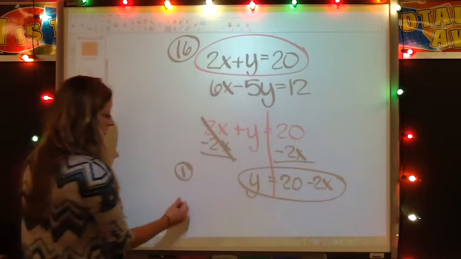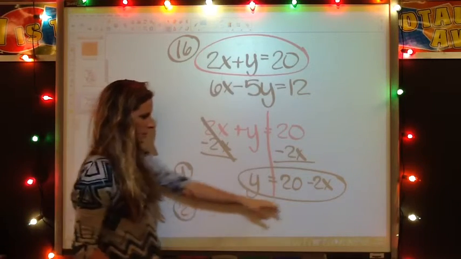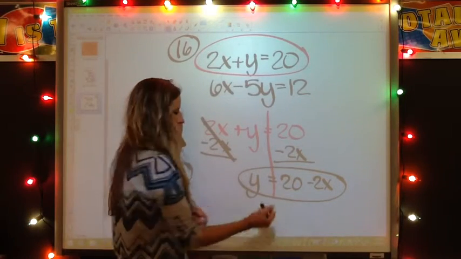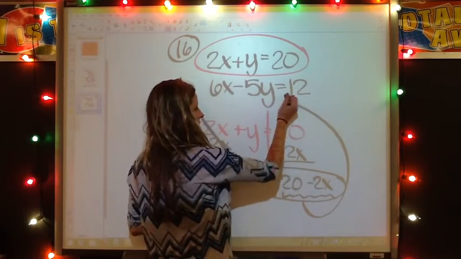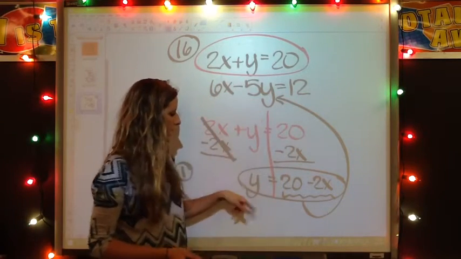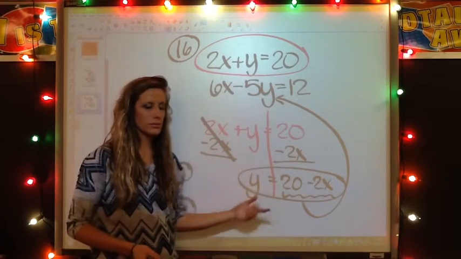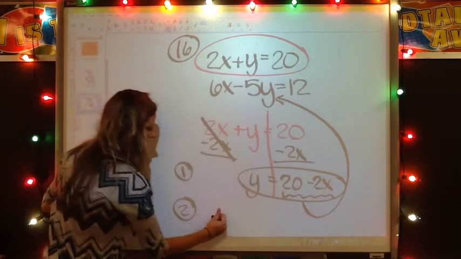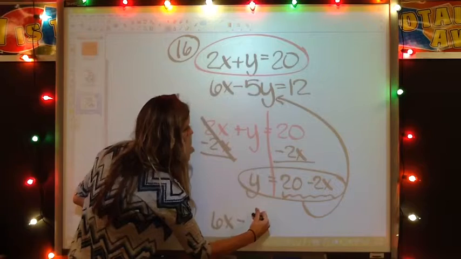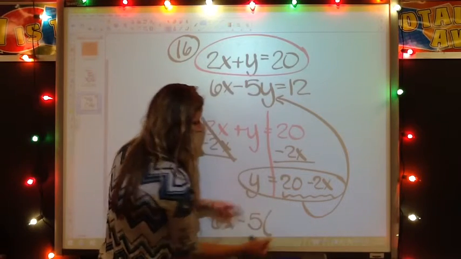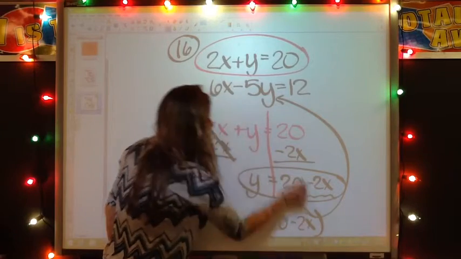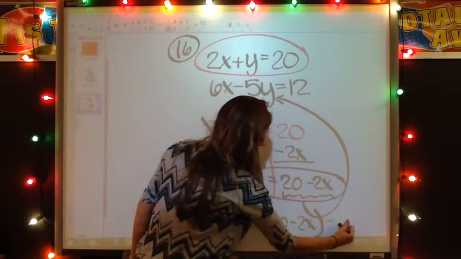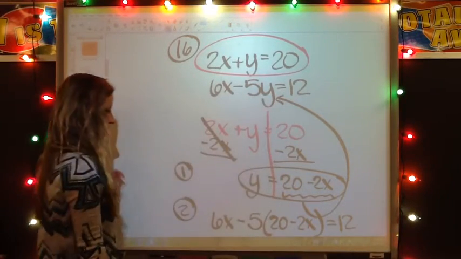Okay, our second step is to plug this into our other equation. So we're going to take this and plug it in our other equation. We're going to plug it in for y because we have y equals. Okay. So we have 6x minus 5 times our y, which is 20 minus 2x, and then equals 12. And now we can solve.